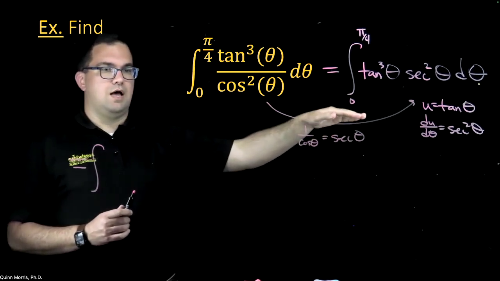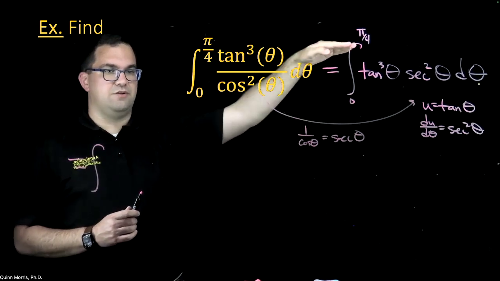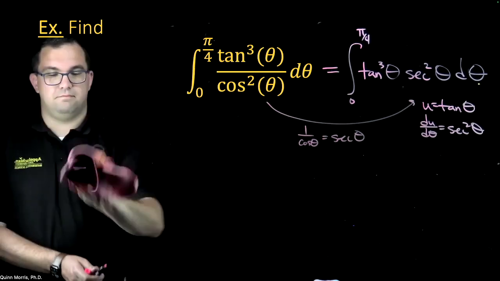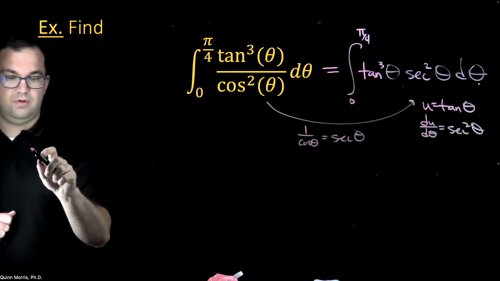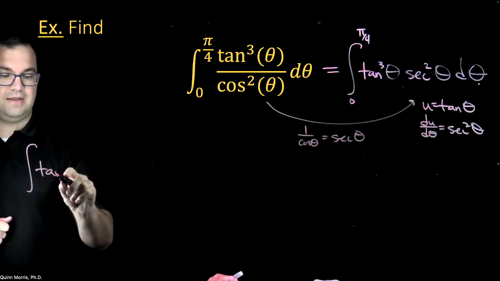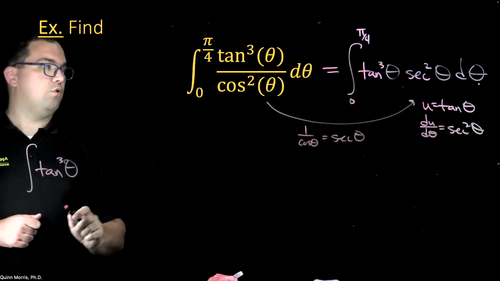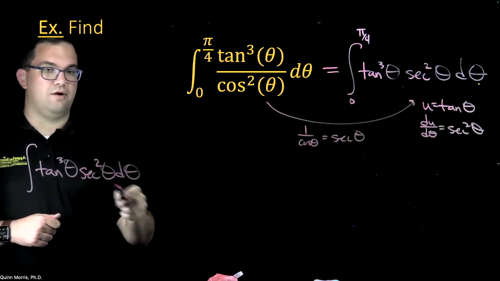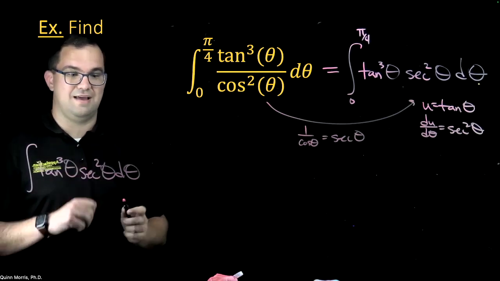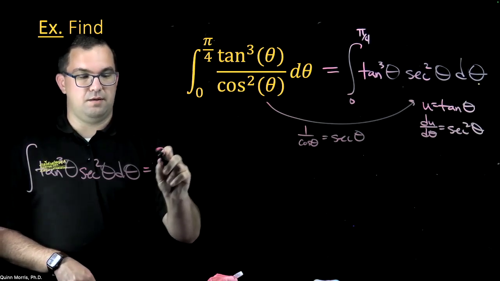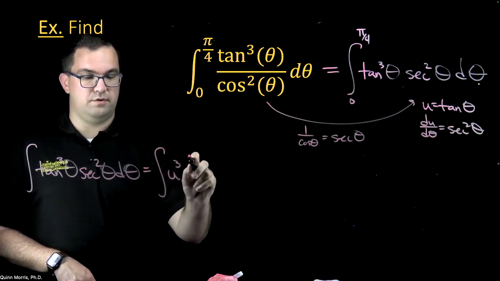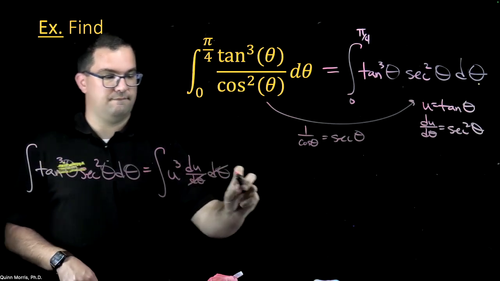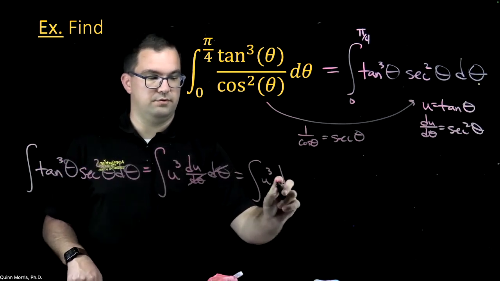I'm looking at a definite integral, right? And this definite integral has limits of integration, and those limits of integration are in terms of the original variable. So before I proceed with that definite integral, what I really want to think about is finding an antiderivative for this function. And so this is where I can use my U-substitution then on this indefinite integral. So this will become the integral of u cubed du d theta, or just the integral of u cubed du.